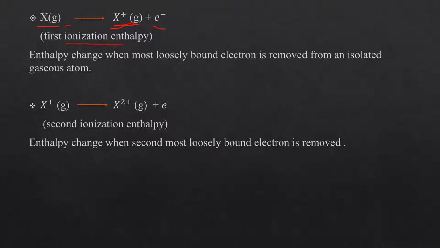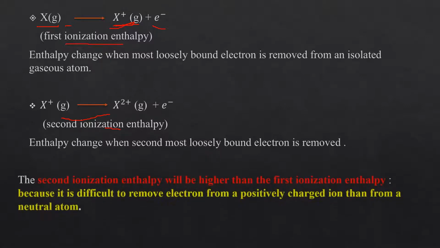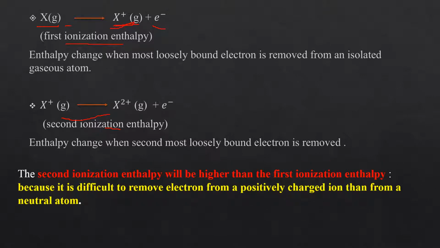The energy required to remove the most loosely bound electron of any atom is known as first ionization enthalpy. After the first ionization enthalpy, the energy required to remove the next electron is known as second ionization energy or enthalpy. And here also the second ionization enthalpy will be higher than the first ionization enthalpy because it is difficult to remove an electron from a positively charged ion than from a neutral atom.